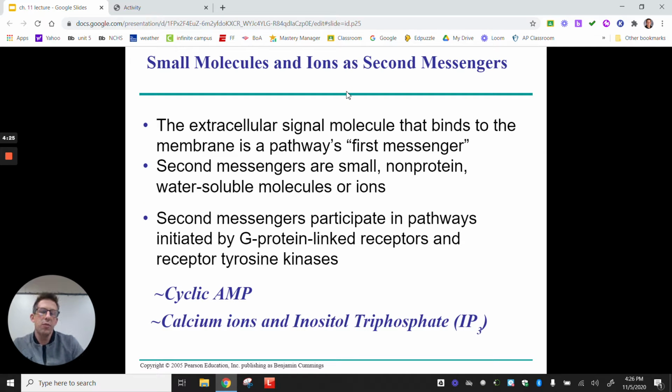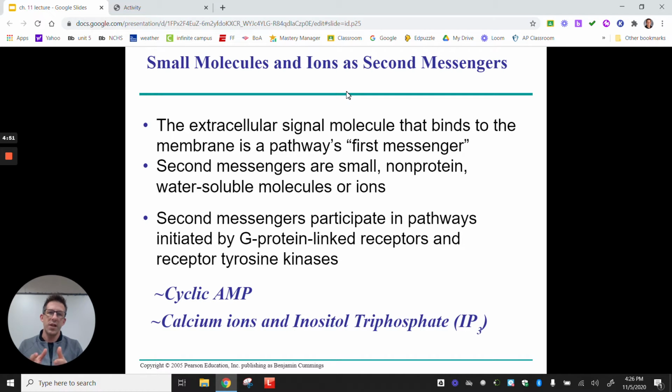Okay, so to get us going here, I want to talk briefly about second messengers. There are second messengers which basically carry the first message to the first transduction pathway. These are not technically part of the transduction pathway as we're going to talk about in specifics, but these second messengers are important nonetheless, okay?